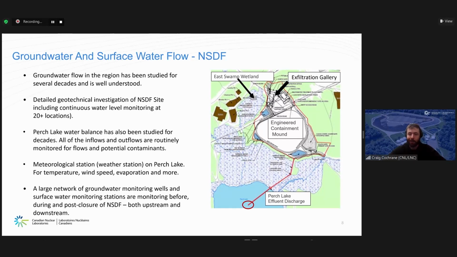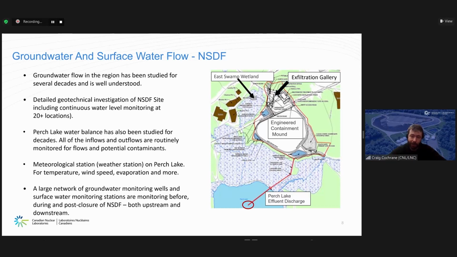And just to top it off, we even have a weather station out there, so we can measure temperature, wind speed, evaporation. So anywhere a raindrop falls within the area on the figure shown on this slide here, we have a fairly good understanding of where that raindrop's going to go, where it's going to travel to, and how long it's going to take to get from point A to point B.